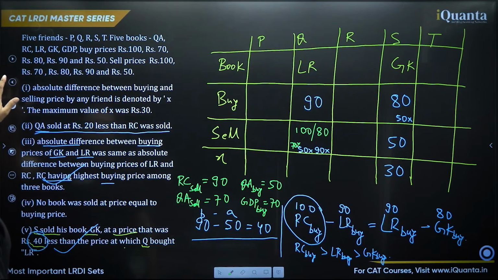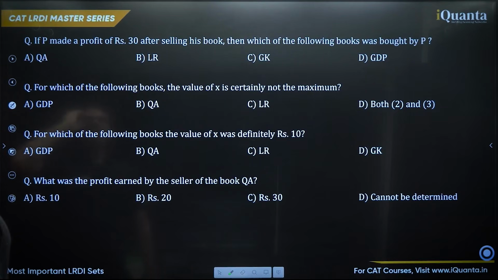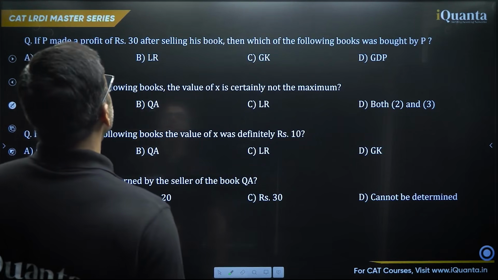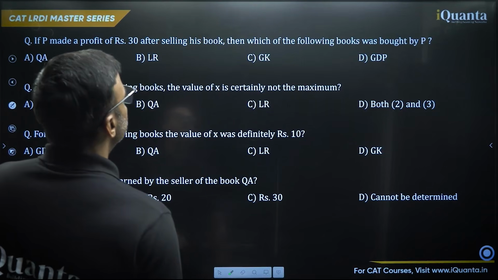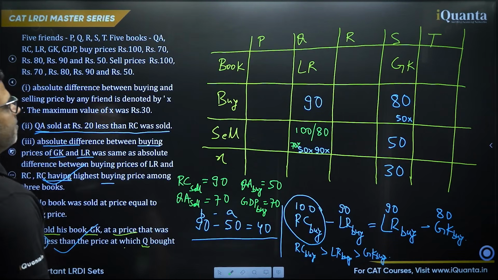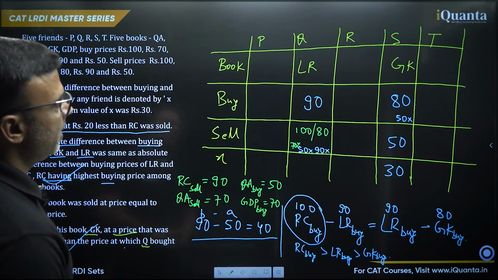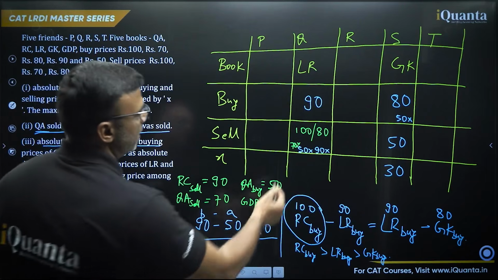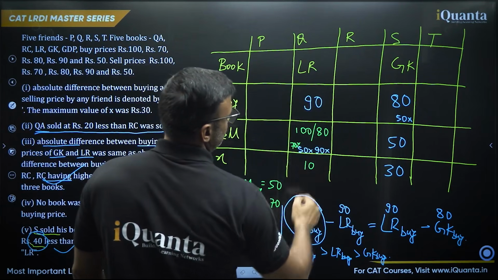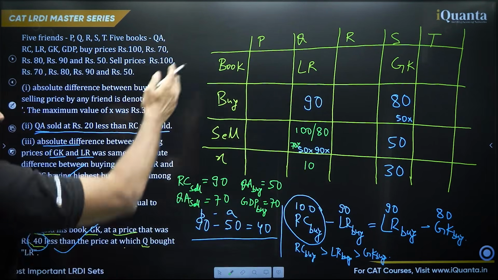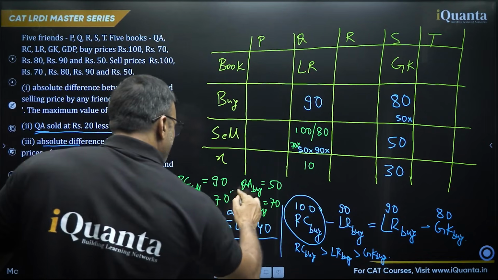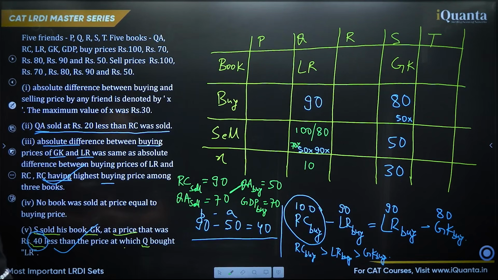Let's look at the question. If P made a profit of 30 rupees after selling his book, then which of the following books was bought by P? If P made a profit of 30, it cannot be GK. It cannot be LR because here it is 90, 80, so the difference will be 10. So it is neither LR nor GK. So it could be either RC or QA. In QA, the profit is only 20. So it cannot be QA also.